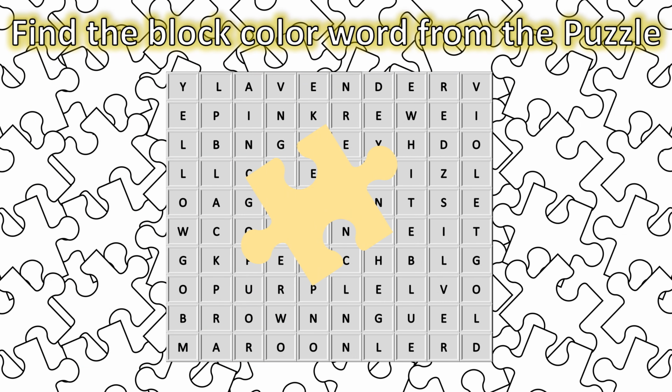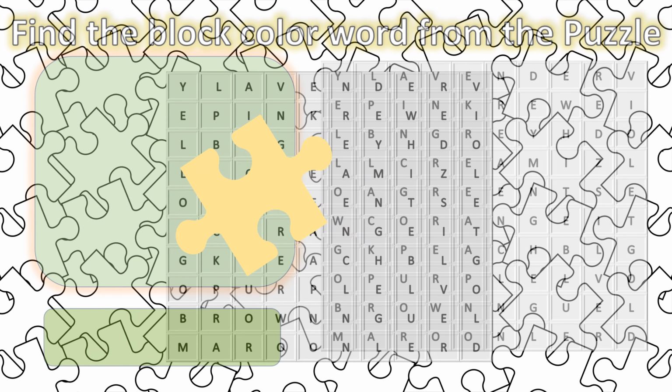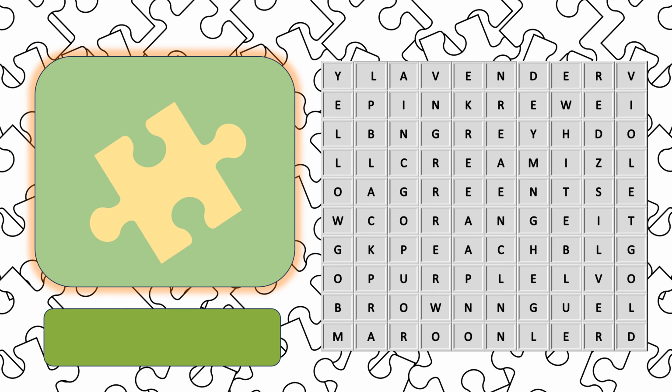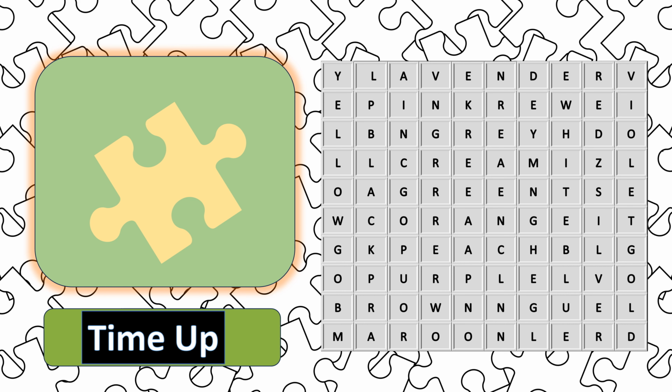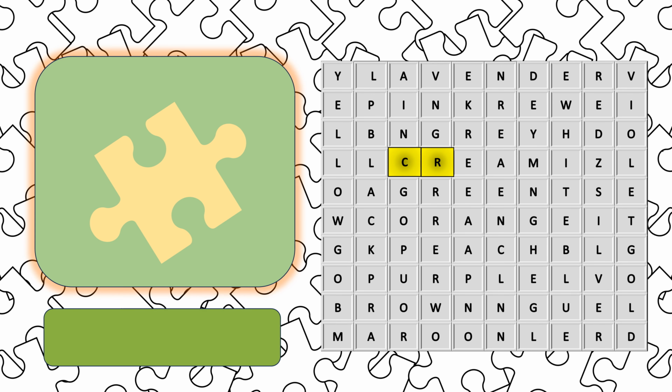Find the black color word name from the puzzle in 10 seconds. 10, 9, 8, 7, 6, 5, 4, 3, 2, 1. Time up. C, R, E, A, M, cream.